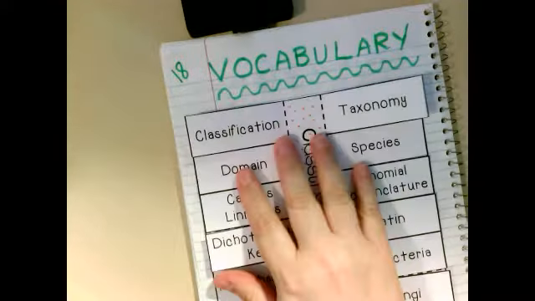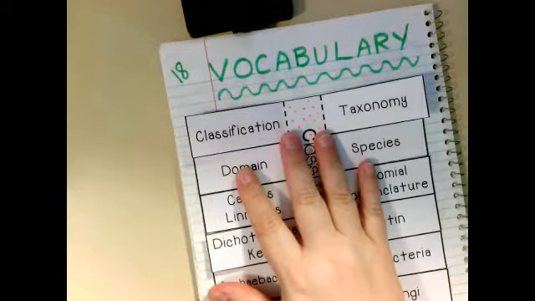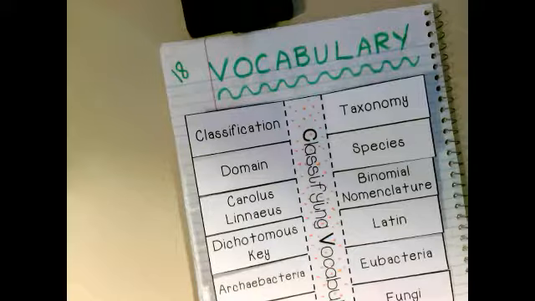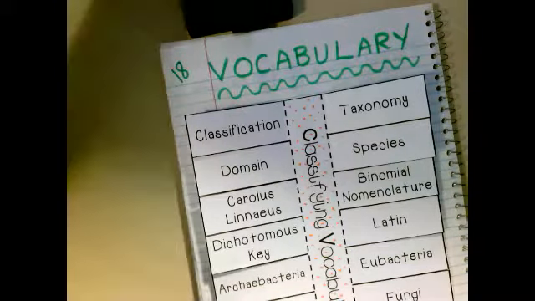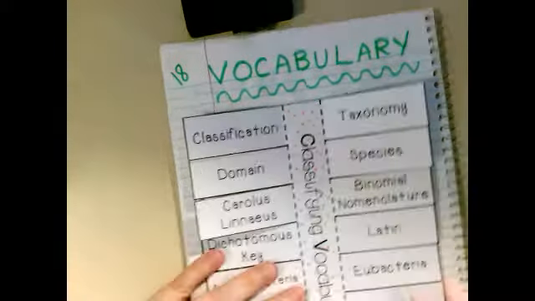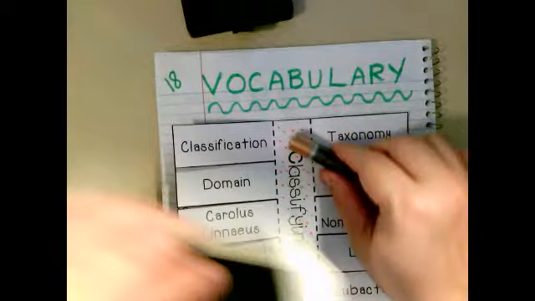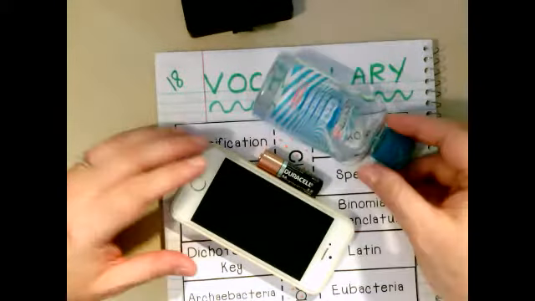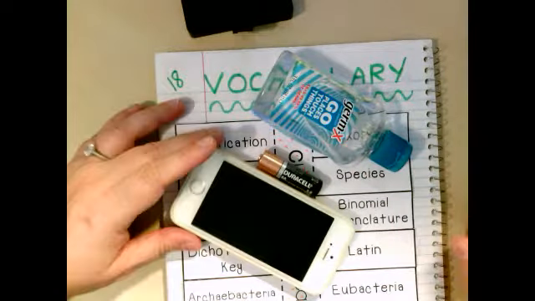So let's talk through, what are we even talking about in this lesson? Well, we're talking about different ways to categorize things that are living. So if I were to, let's say that I were to take a battery, a phone, and let's say some germ juice. We call it germ juice in my house.